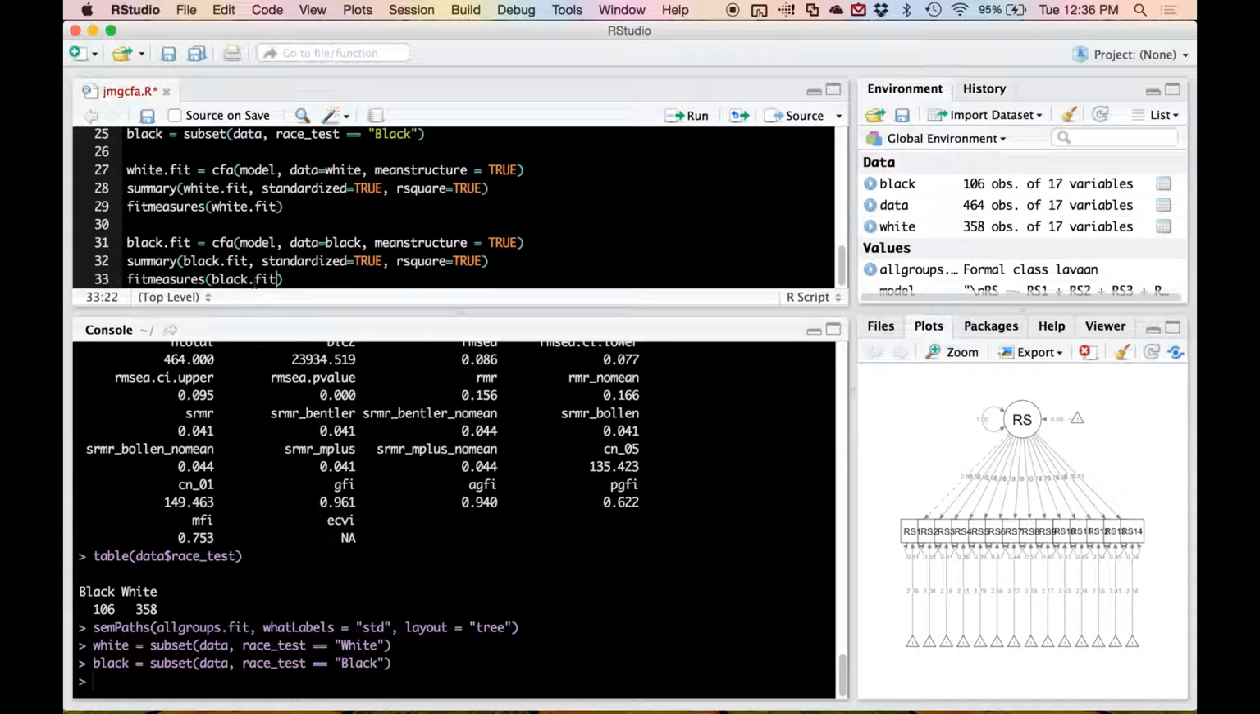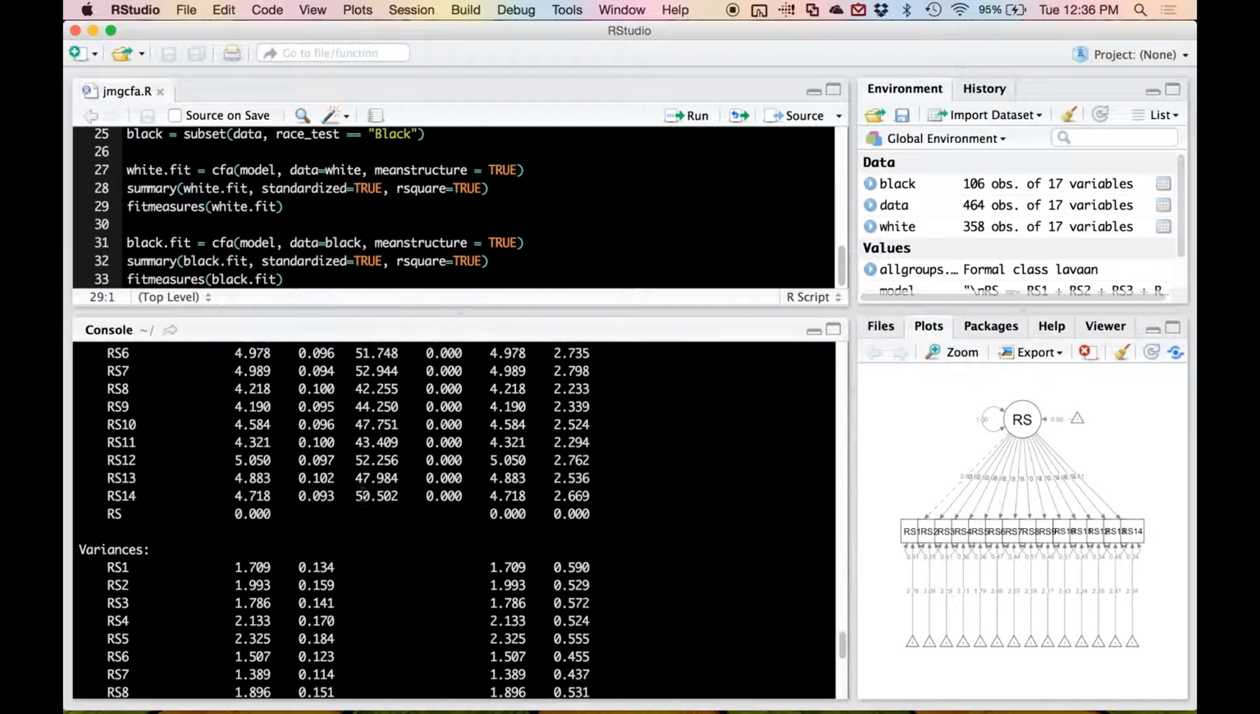And black dot. Okay, so we're trying to see if both groups have the same fit for this resiliency scale, and approximately the same structure. If there are problems here, this will really tell you that the structure of the scale is different for each group. So let's run that.